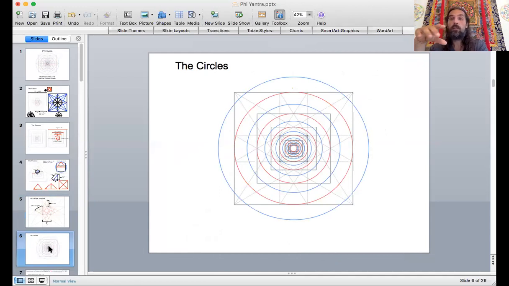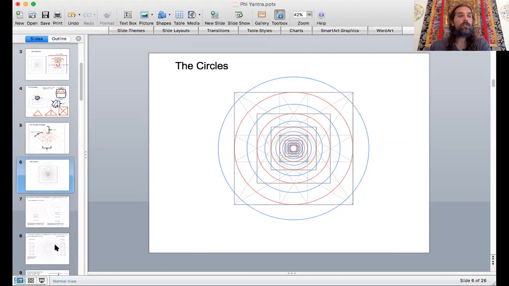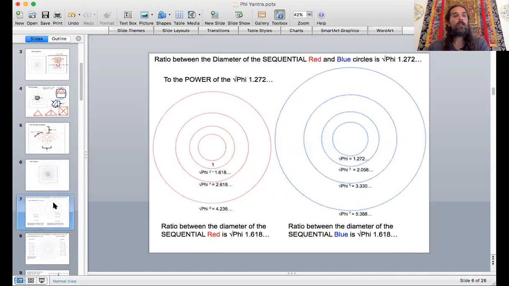Like you've got squaring the circle over here. You've got Platonic solids over here. You've got the phi ratio over here. And this kind of brings it all together. So I'm going to talk about the circles now, and their relationship to the squares. And what we'll have to do here is go to this slide here.